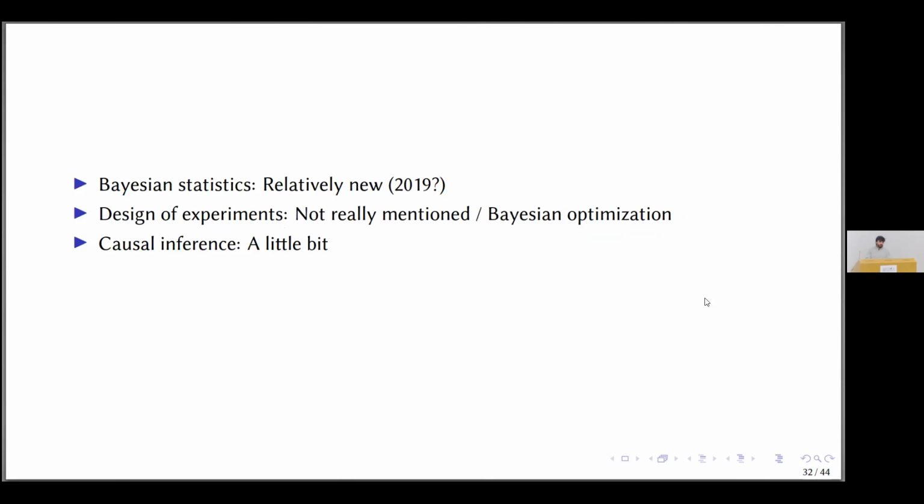I wanted to conclude a little bit about the state of statistical methods in my area of software engineering. So Bayesian statistics are relatively new. I mentioned this paper that was published in 2019. I don't think it got much traction so far. In terms of design of experiment, while I was reading about this, I feel that the health sciences are way ahead in terms of what they do.